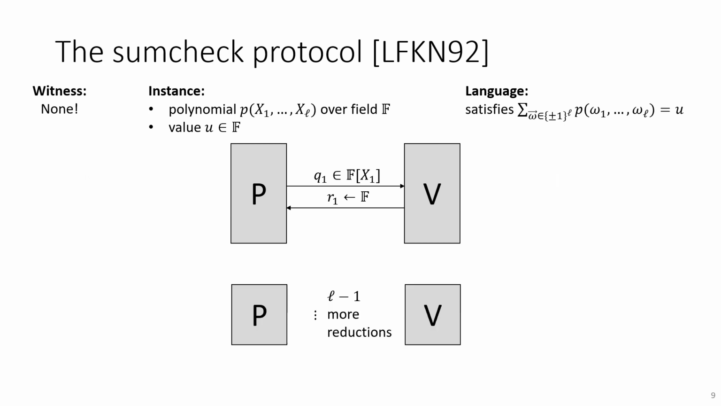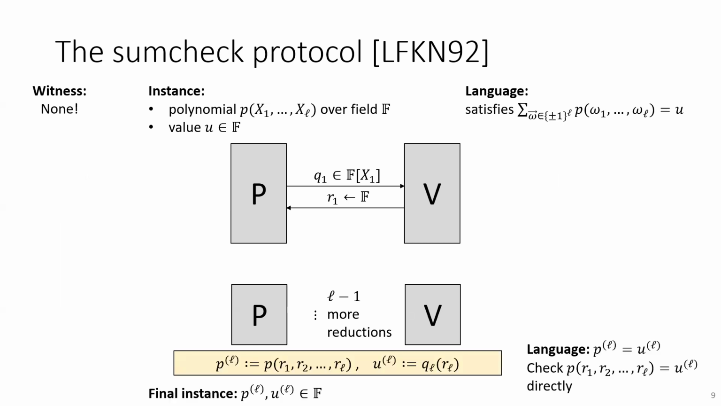And the protocol proceeds just by running more reductions until all the variables in the polynomial are gone. And the final instance is just checking that these two values are equal to one another. So one of the values, PL, is the original polynomial evaluated at a random point. And then we have this last target value. So finally, the verifier can just check that a random evaluation of the polynomial is equal to this one point, instead of doing 2 to the L evaluations.